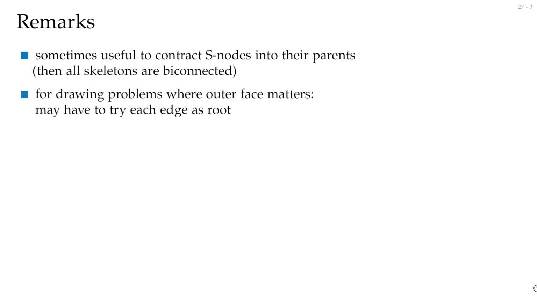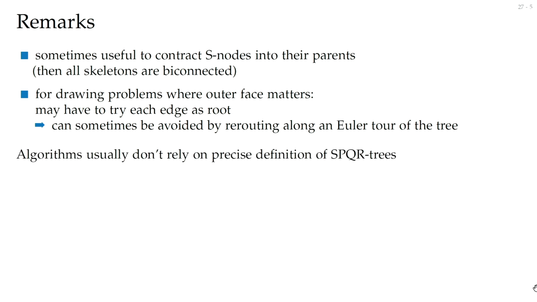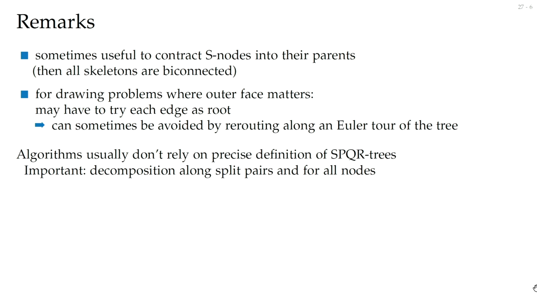When the outer face matters, you have to use the rooted SPQR-tree, then you might have to try every possible edge as the root. Sometimes you can save some time by rerouting along an Euler tour of the tree, but usually you would just start with this part first and then later try to optimize. And sometimes the algorithms don't rely on precise definitions of SPQR-trees, but it's usually only important that we want to decompose along split pairs and that we do this for all the nodes.